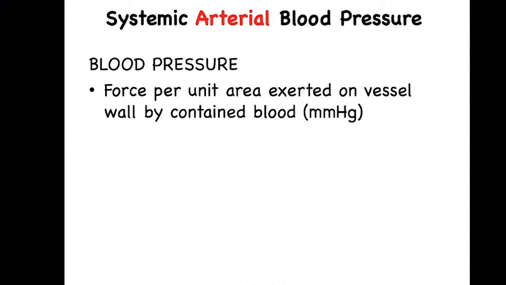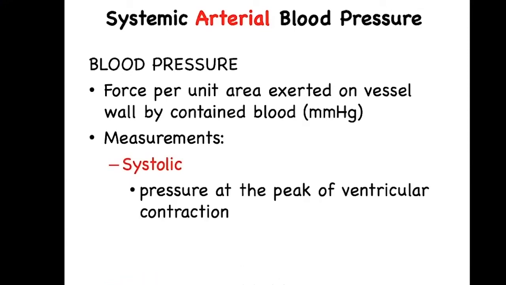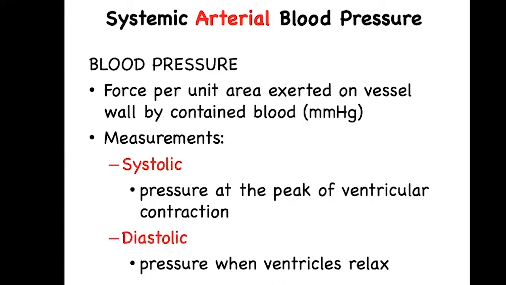If you have more blood in the vessels, the blood pressure goes up, and the opposite is true. Less blood means the pressure will go down. There are two measurements in blood pressure. The systolic measurement, which is the pressure at the peak of ventricular contraction. What this means is that this is the pressure when the ventricles are ejecting the blood. So when you have the most blood in the vessel, this is systolic. Diastolic is the pressure when the ventricles are relaxing and no blood is being ejected from the heart.